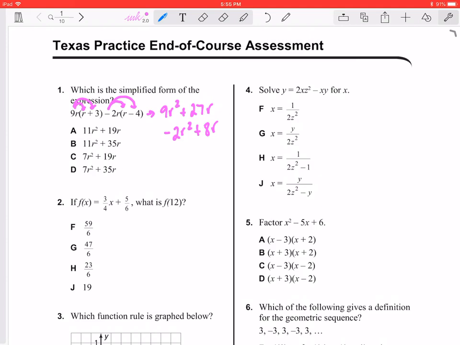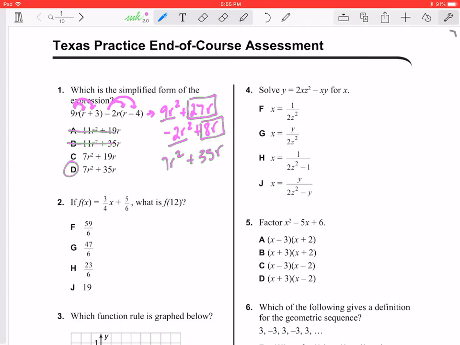Now we need to combine like terms. We have a 9r squared there, and we have a negative 2r squared there. We have a 27r there and an 8r there. 9r squared minus 2r squared is going to give us 7r squared. So that counts out A and B. And then 27 plus 8 will give us 35r. So our answer is D.